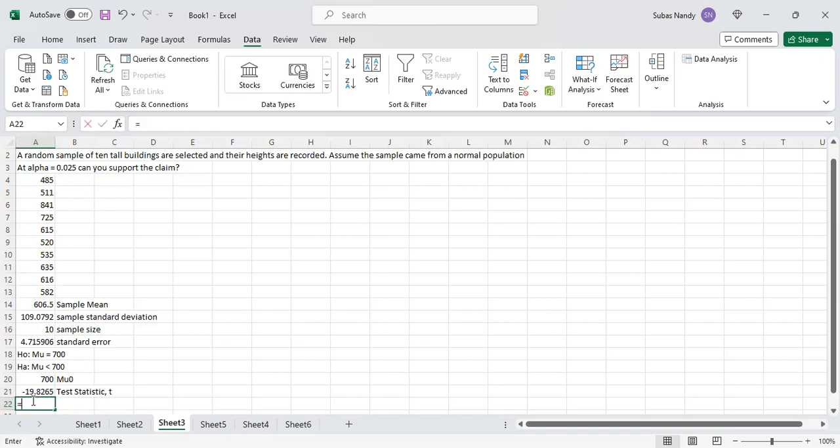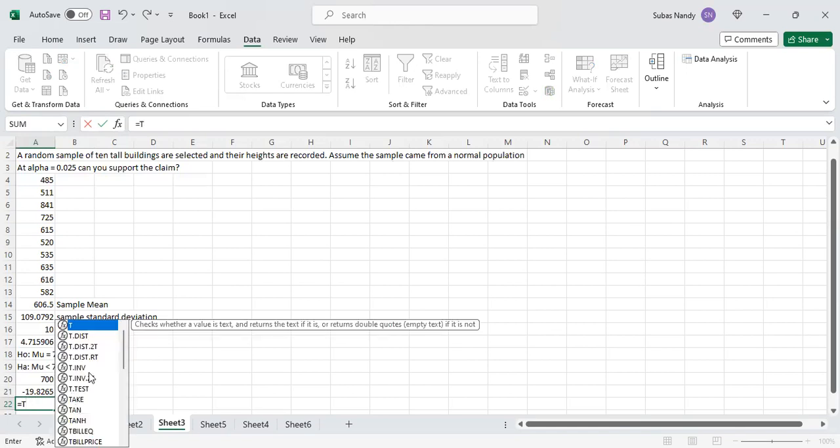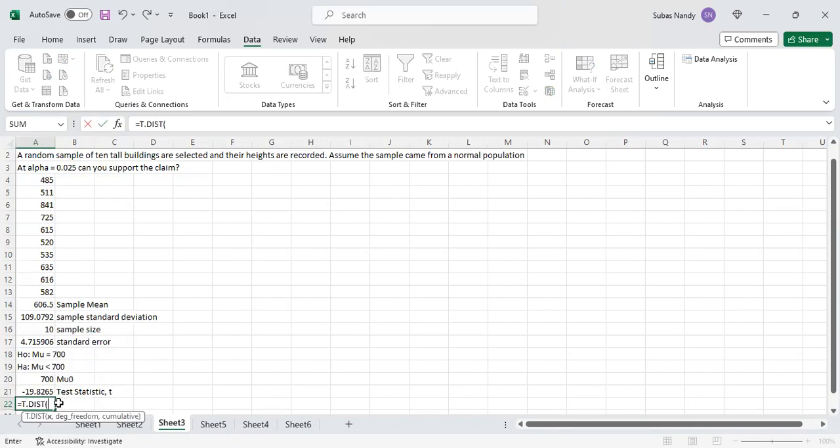So equal to, we are finding the probability from negative infinity, where the t-curve extends to the left, up until minus 19.82. That is, what is the area to the left of minus 19.82 under the t-curve. So equal to T, then t distribution, and now it is looking for the x value, which is A21. We want the area to the left of A21.